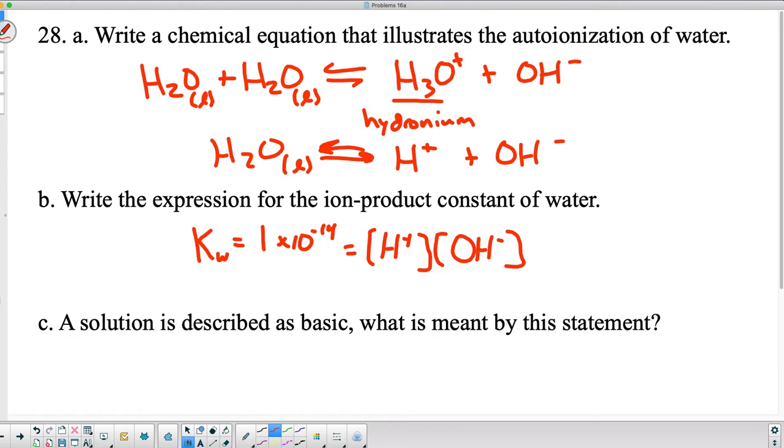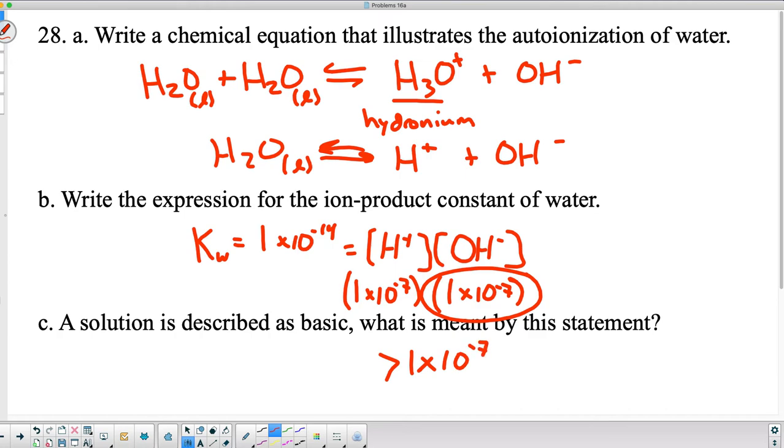As the solution is described as basic, what is meant by the statement? Here's what happens. In a neutral solution I have 1 times 10 to the negative 7th for the H plus, and for the OH minus 1 times 10 to the negative 7th as far as concentrations. So what does it mean to be basic? Well, it means that this concentration for OH minus must be greater than 1 times 10 to the negative 7th molarity. If it's larger than that concentration, then the solution is basic.